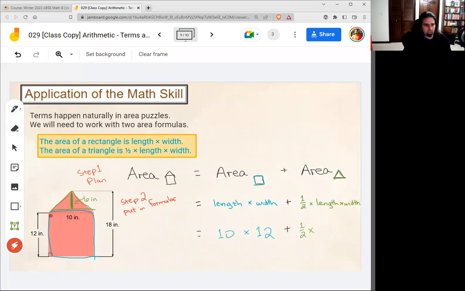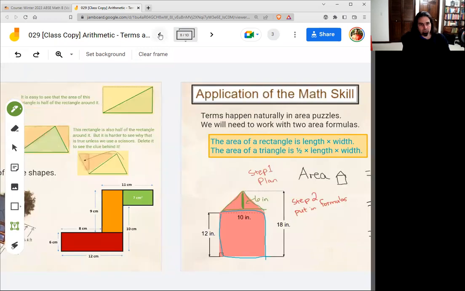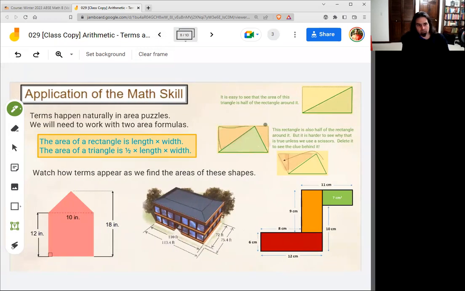So 6, and then 10 is the other triangle number. The bottom of my triangle is 10, the height is 6. So I have a 10 and a 6. And again, it doesn't matter which is which, because I'm just talking about the rectangle I imagine around the triangle.